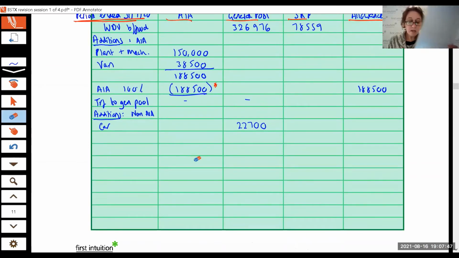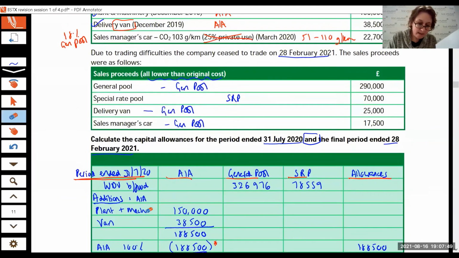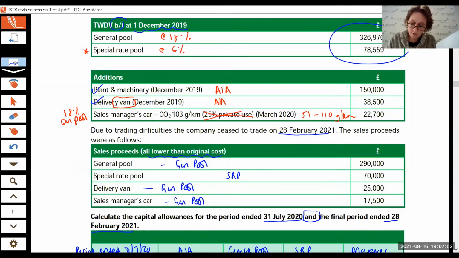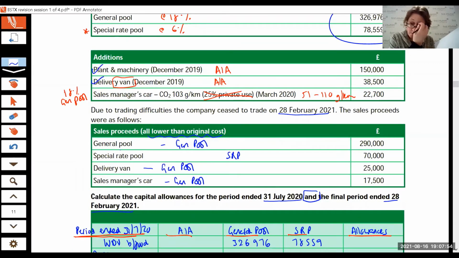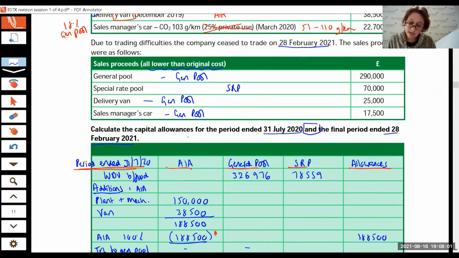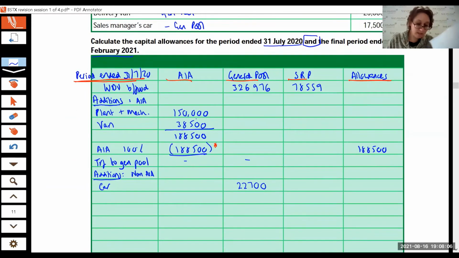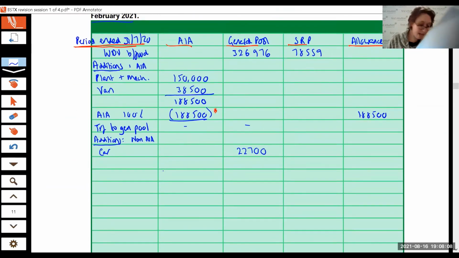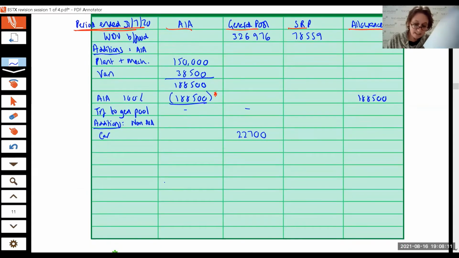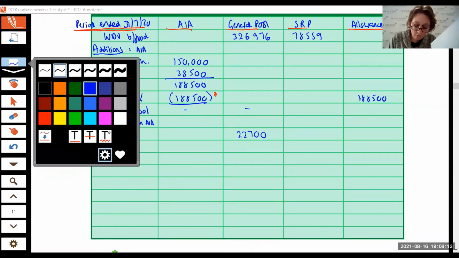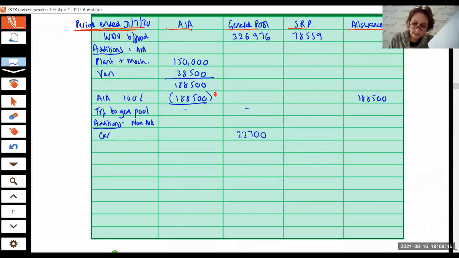Right. So as I read through the question again, during this first period, looking at all these dates, we know that the company ceased trading. We know that they sold these items in that period, but there was nothing about any disposals in the period that I'm dealing with here up to July. So that's it. I've dealt with the additions. I've dealt with the disposals. The next thing that would happen, being as there are no disposals for this period, would be to claim my allowances. So I'd do a little subtotal to see what is the balance on each of these columns.